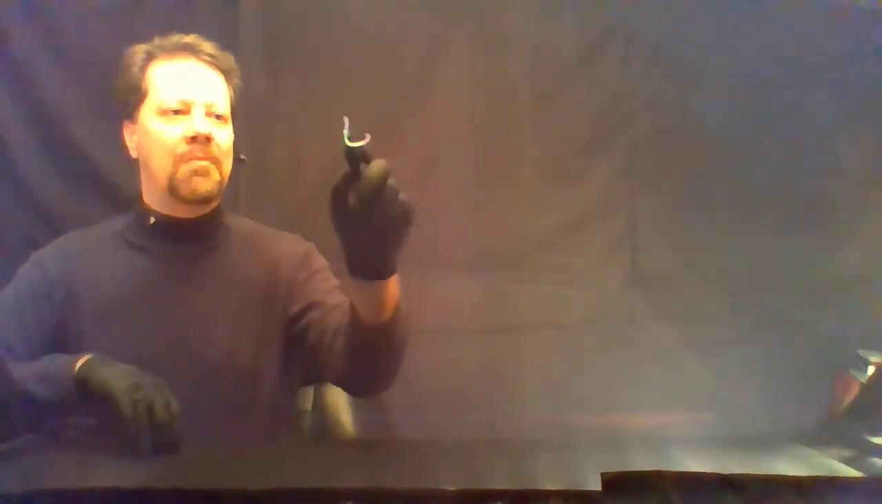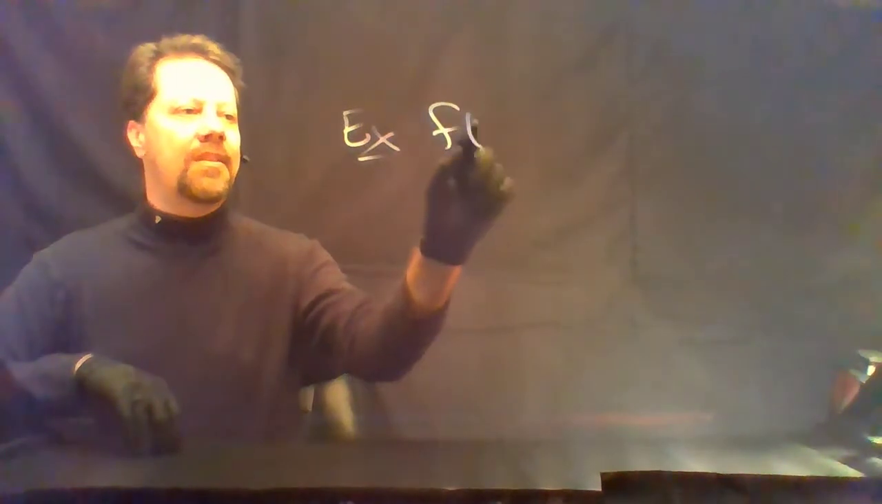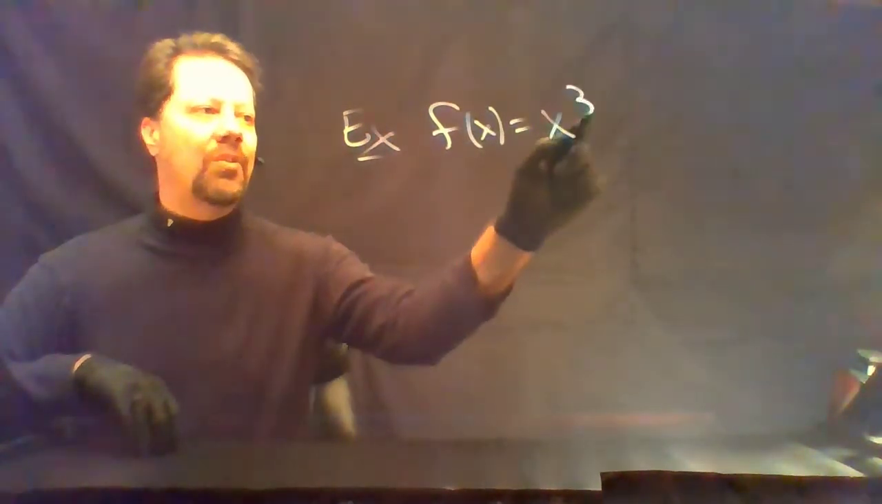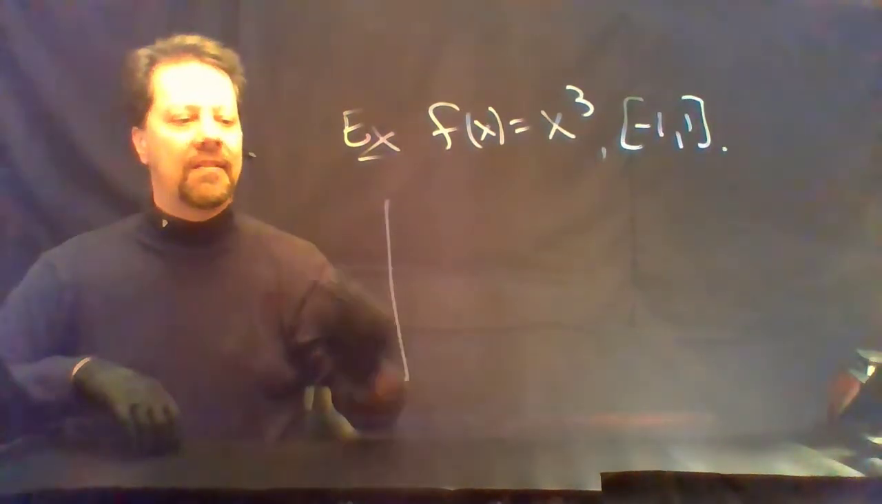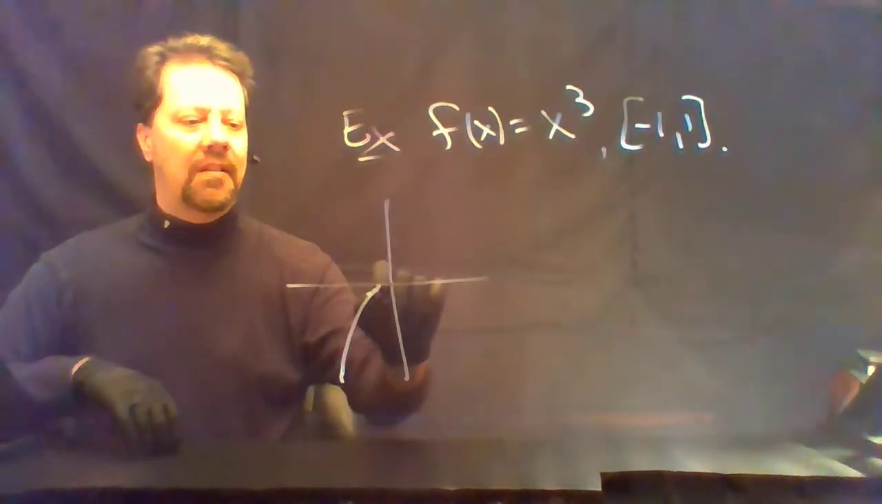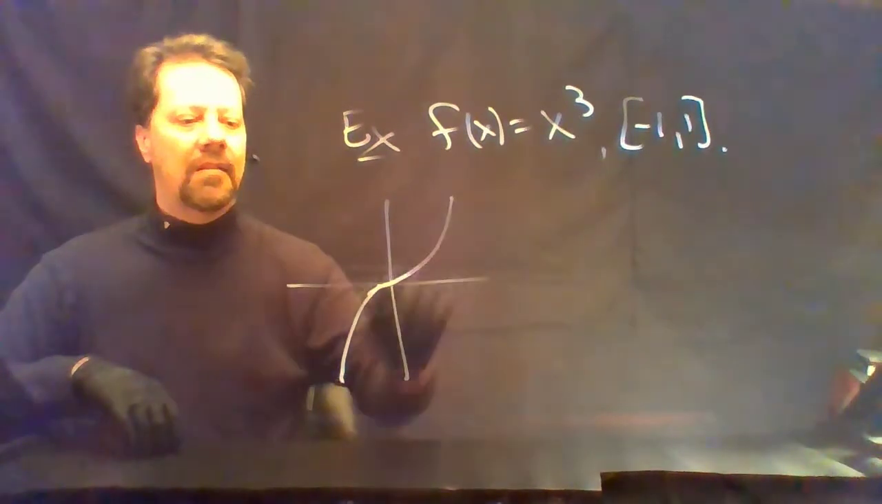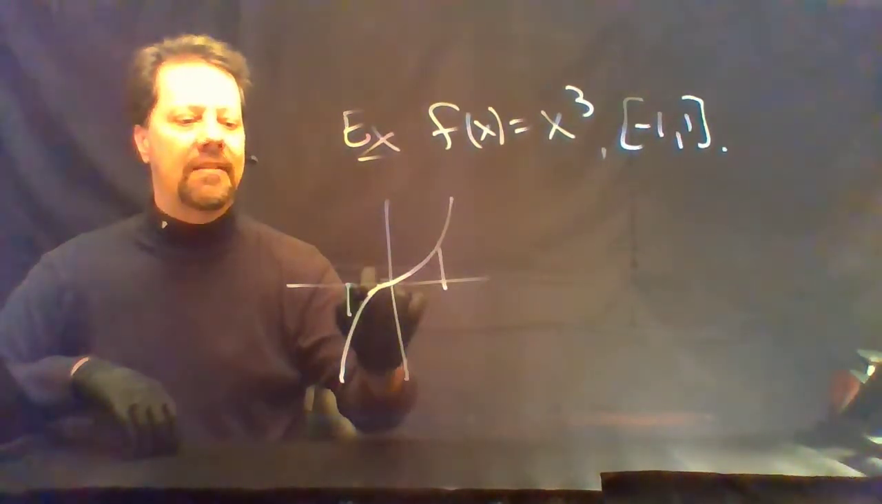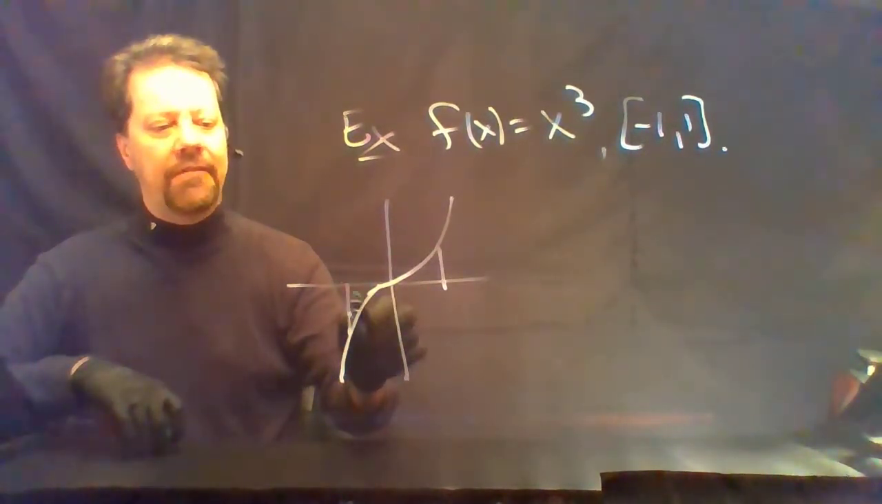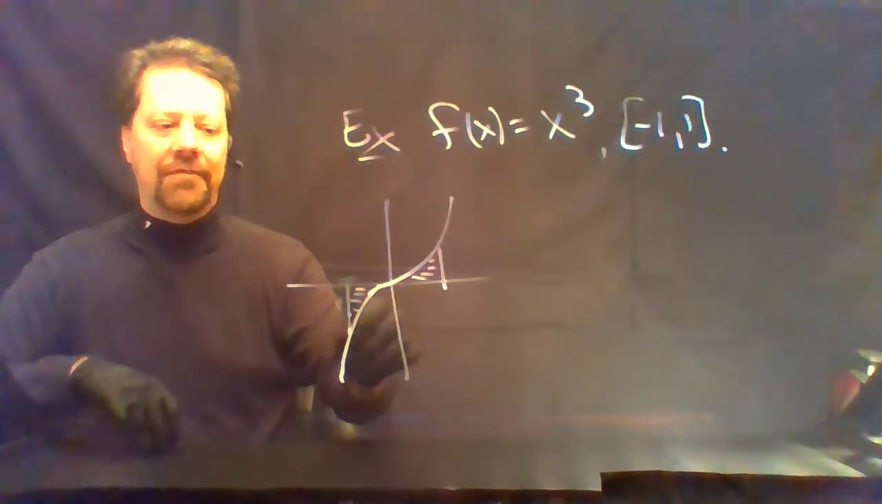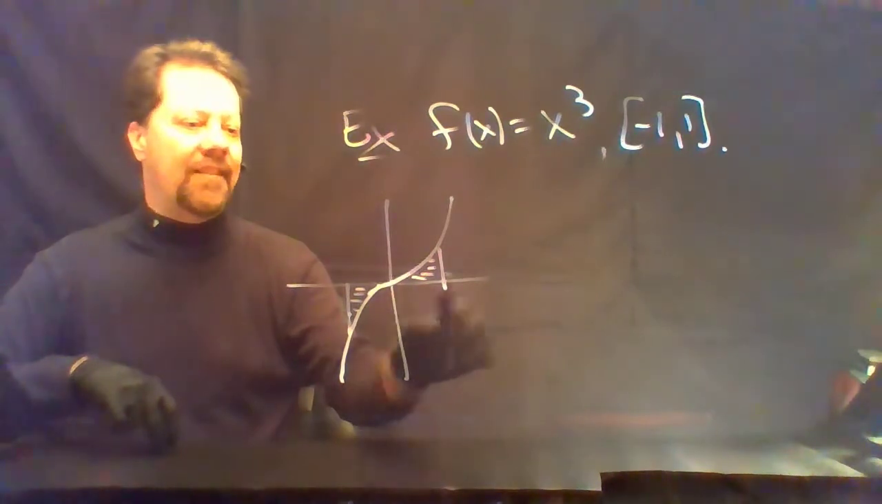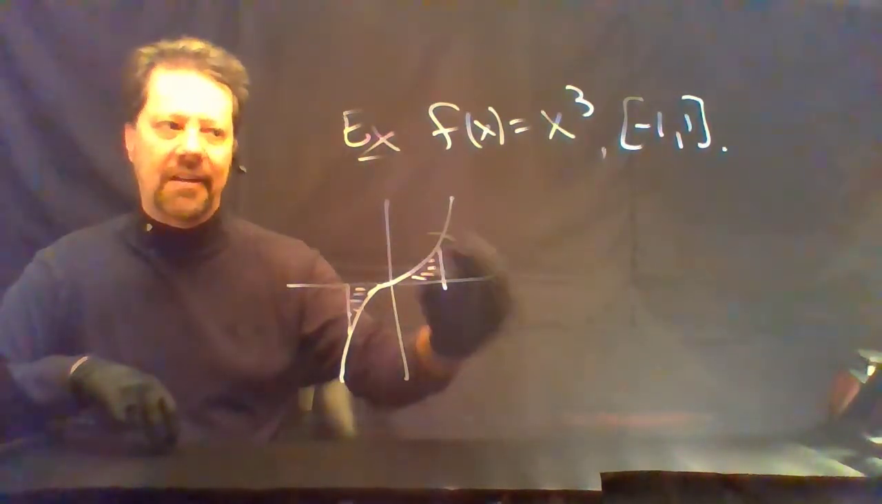As an example, consider the function f of x equals x cubed on the interval -1 to 1. Between -1 and 1, we expect to get a total of 0 when we integrate, because half of the interval will have negative area and the other half will have the corresponding positive area of the same magnitude.